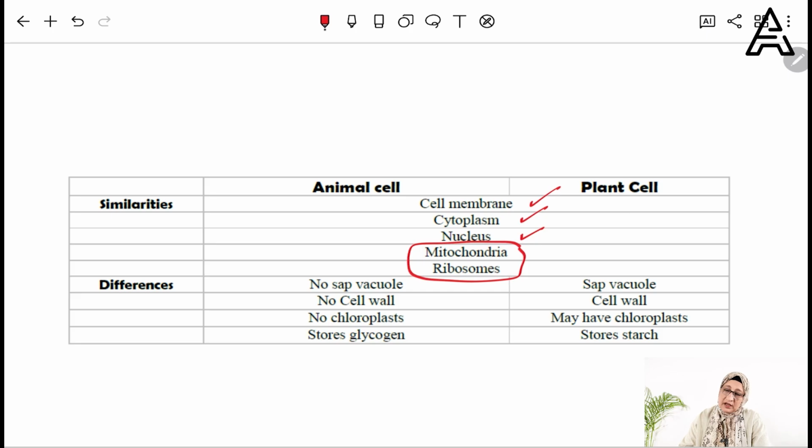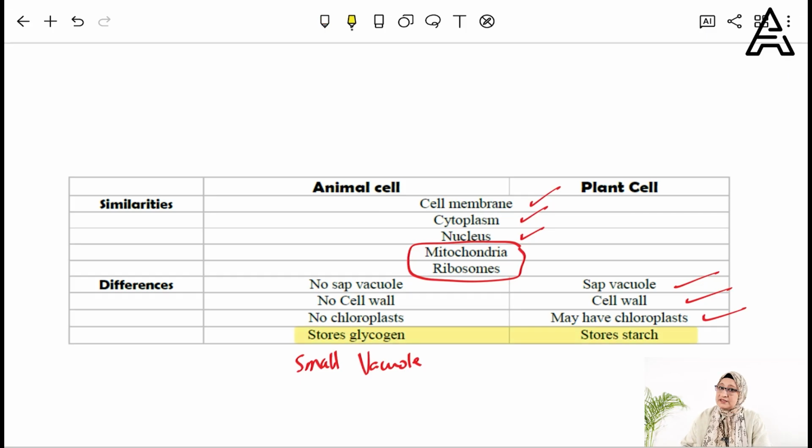Take care that mitochondria and ribosomes are not drawn in the section we drew of the animal cell and plant cell because this is under light microscope. We only draw them if it's under electron microscope, but they are a similarity between animal and plant cell. In the animal cell, it has just a small vacuole, temporary vacuole. Okay, in the plant cell, it has a sap vacuole, cell wall, chloroplasts that are not found in the animal cell.